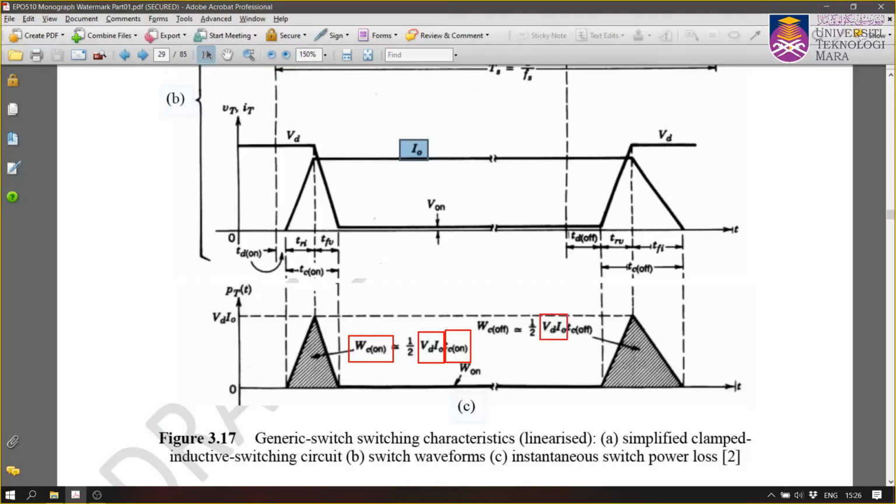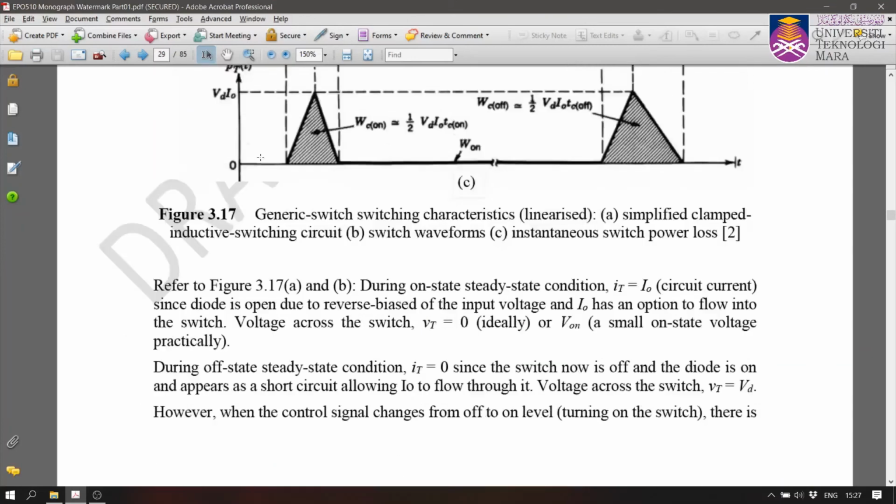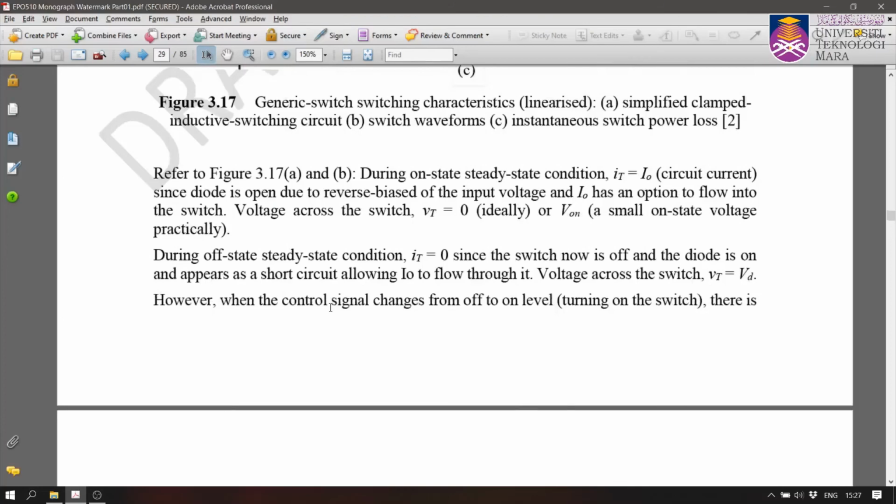I naught, again the height of this triangle, and then you multiply by the turn off time, tc off. Okay, so that gives you the energy of the switching loss. Okay, so refer to figure 3.1. You can read that. During on state, IT equals I naught. Diode is reverse biased, the voltage has an open option. So you read that. I've already explained that to you.